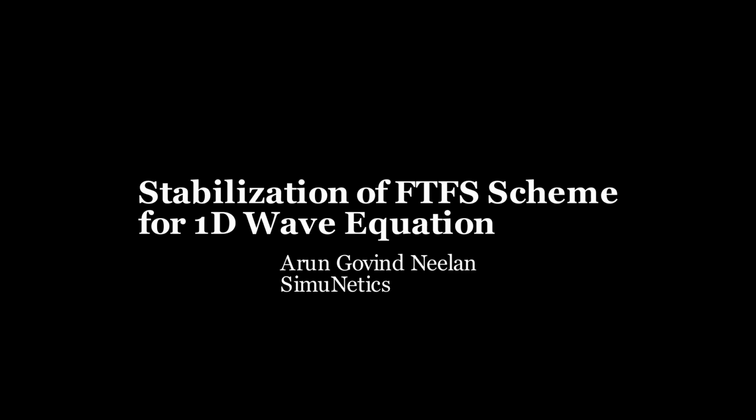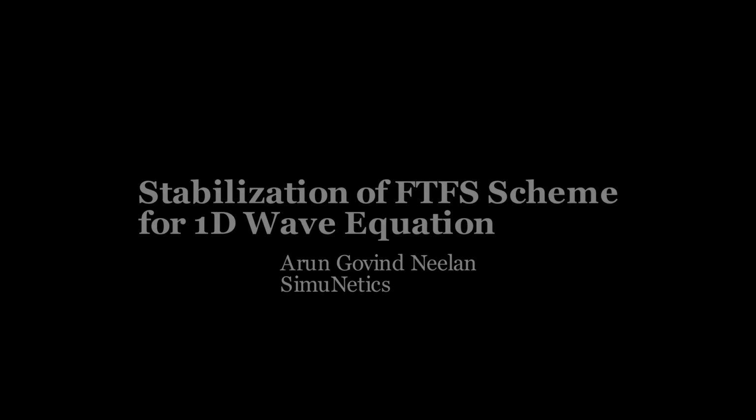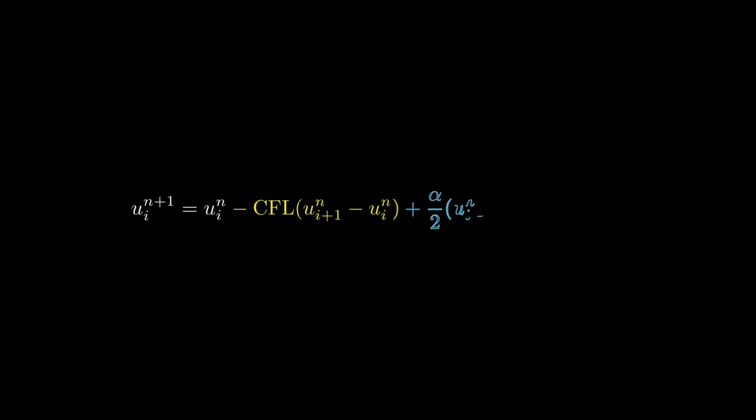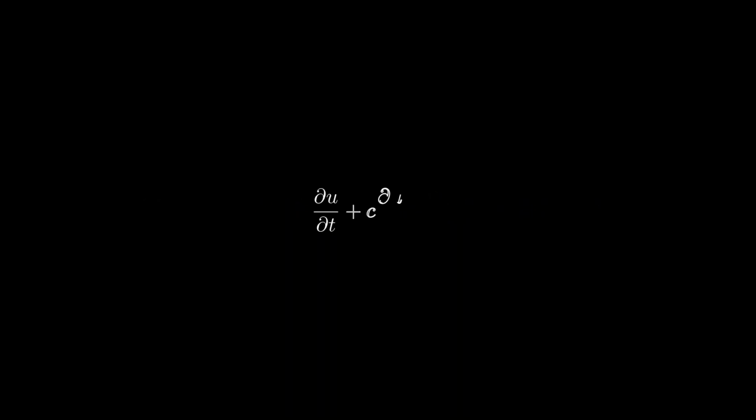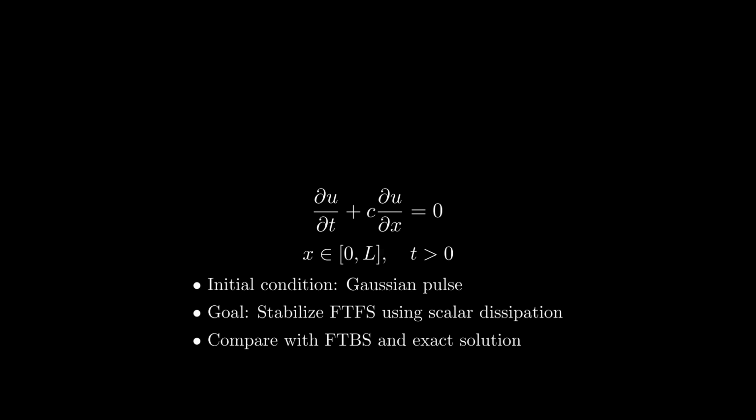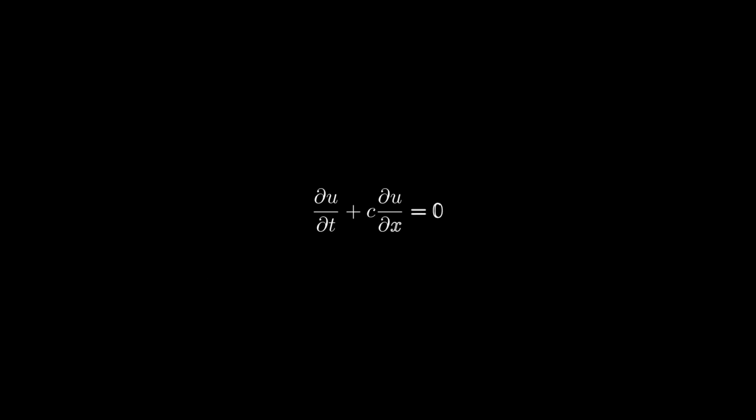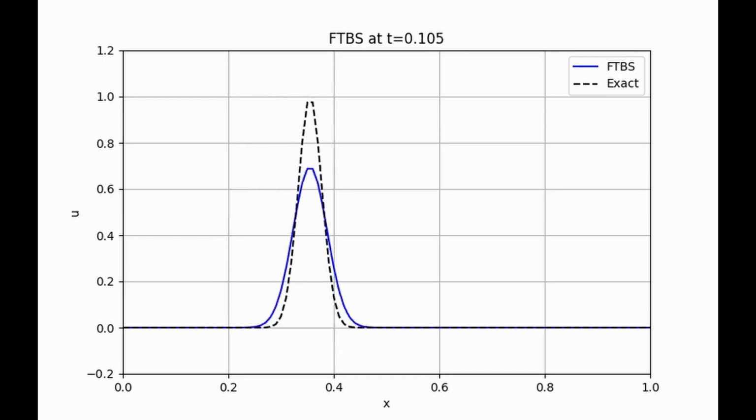Let's begin. In this presentation, I will discuss the stabilization of the forward time, forward space scheme for the one-dimensional wave equation. We will examine why FTFS is unstable, how scalar dissipation stabilizes it, and how optimization improves accuracy. We consider the one-dimensional linear wave equation. The solution evolves in time while being transported at a constant speed. The initial condition is a Gaussian pulse.